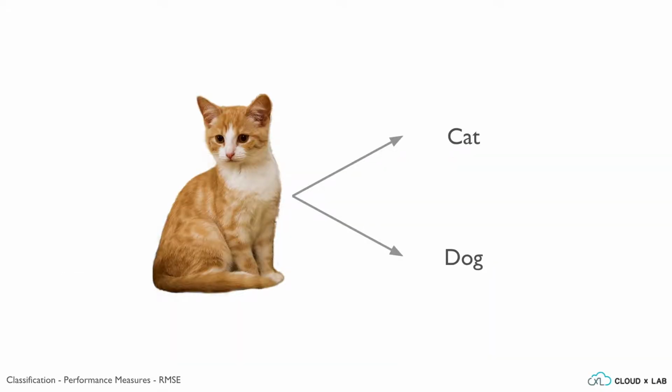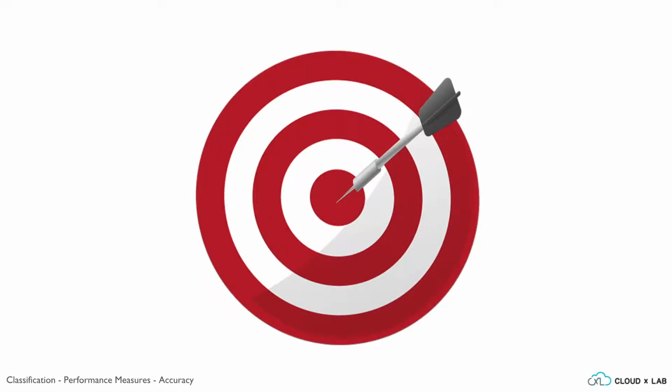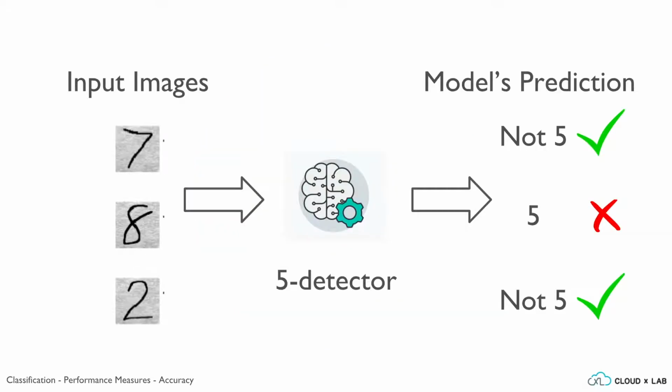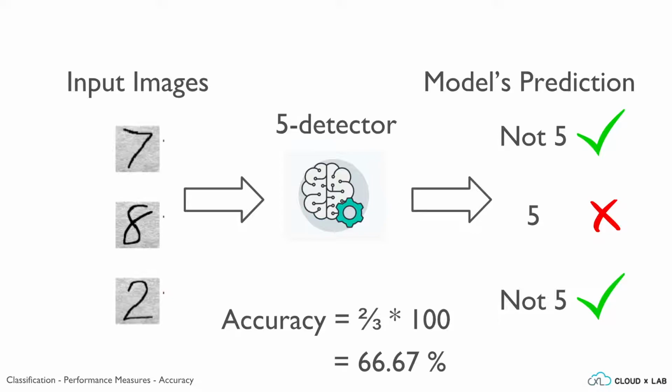In classification, we are interested in classifying an object into one of the categories. Hence, we need different performance measures for classification. Let's see different performance measures for the classification task. In classification, one of the performance measures is accuracy. In the case of 5 detector, the accuracy is the number of images classified correctly. Here, total 2 predictions are correct out of 3, so the accuracy is 66.67%.